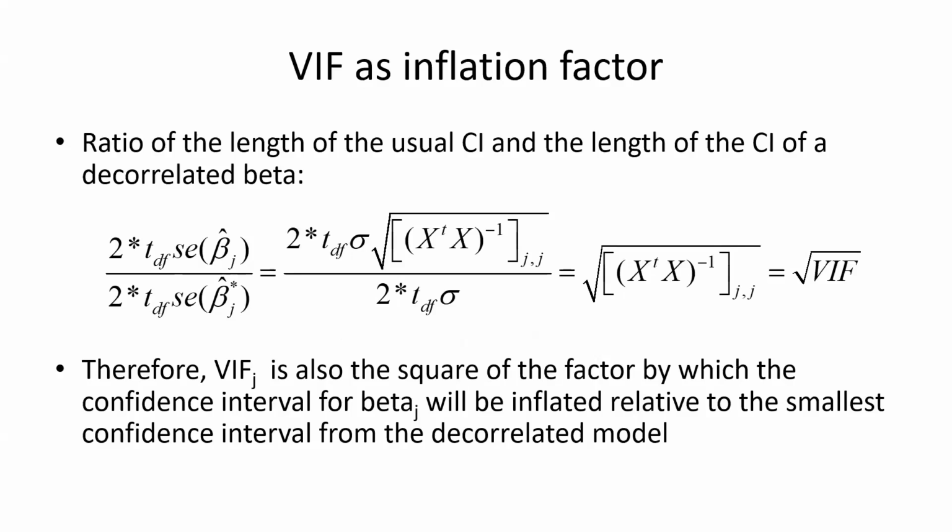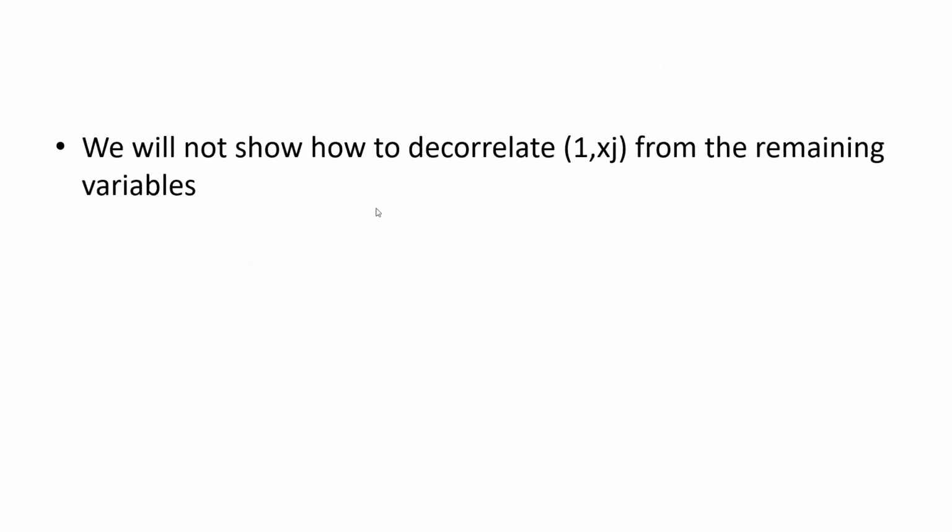All right, we will not show how to decorrelate 1 and xj from the remaining variables. I had this in past offerings, but I think it's going too far for what we're trying to do here. Okay, that's it for this segment.